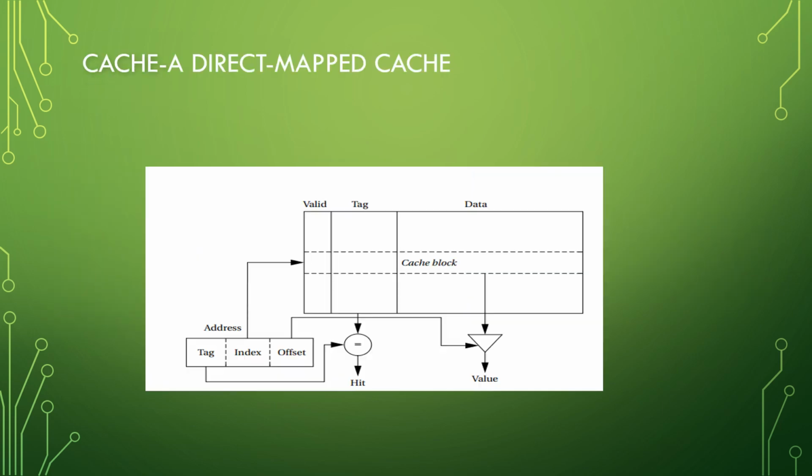Here there is a cache. There are two ways of associating a cache. One is the direct mapped cache. Another one is the set associative cache. In the direct mapped cache, the cache is divided into cache blocks. Each cache block has a valid field, a tag, as well as the data.